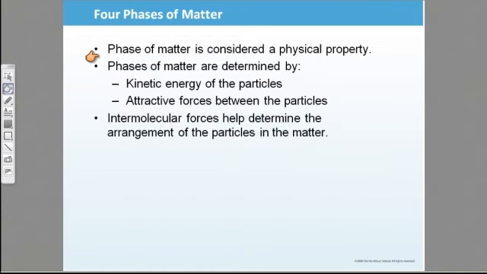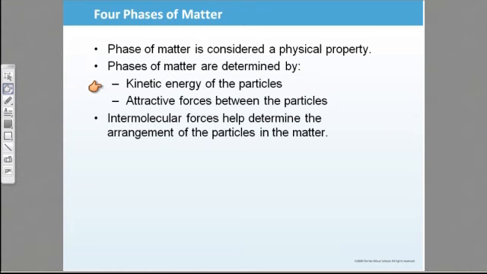All right, so matter is considered a physical property. Remember, chemical properties are properties in which you can change the substance into something new, whereas a physical property means it's the same thing. So like we take the rock for an example and we cut it in half, it's still rock, we just have two pieces of it. So that's a physical characteristic. Things like color, shape, hardness, things like that, those are physical properties. And the phase of matter or state of matter is also a physical property.